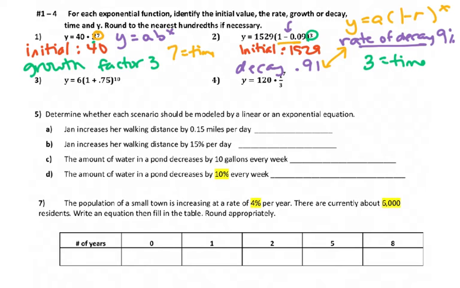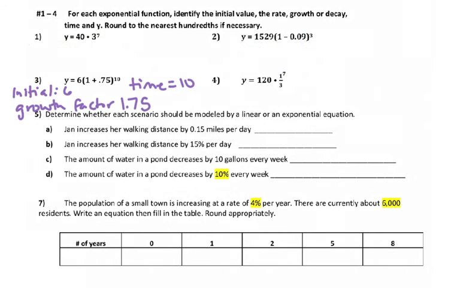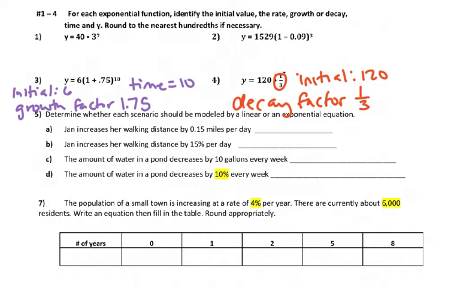Pause for number 3 and 4. You do them and then come back and see if you got it right. Number 3, the initial value is 6. It's a growth factor of 1.75, and the time is 10. In number 4, the initial value is 120. 1/3 is less than 1, so it's a decay factor of 1/3. And then time is equal to 7.